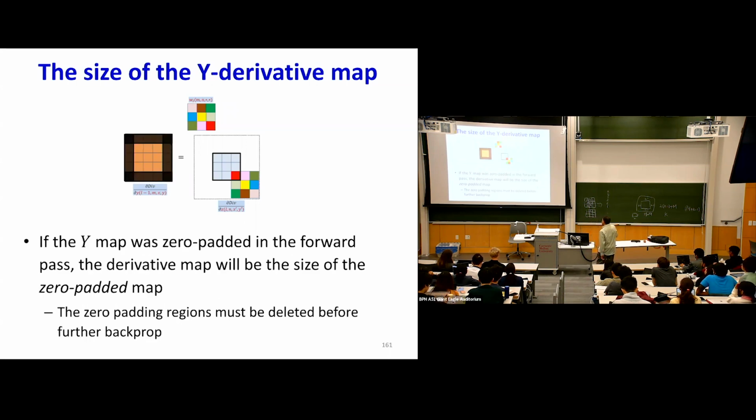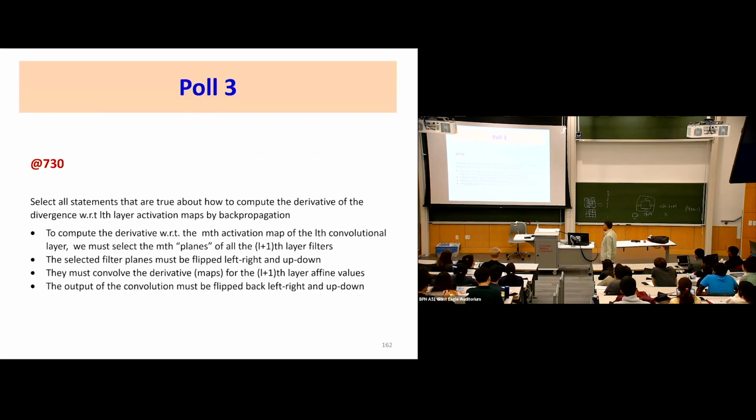Now, if the y map was 0 padded in the forward pass, the derivative map will be the size of the 0 padded map, because you're going to get derivatives for everything that was used. So this might have been 0 padded, so you're going to get derivatives for all of these guys. But we know that these shaded regions were just 0 padding, so you're just going to throw them away and retain whatever was the non-0 padded region going forward. Here's your third point.